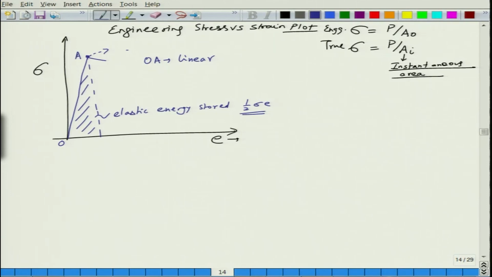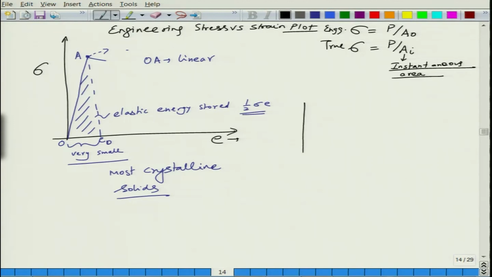However, the magnitude of this elastic strain up to this point, let us say E1 or E naught, is very small. Okay, this strain is less than 1% and it can be extremely small. And this is shown by most crystalline solids.